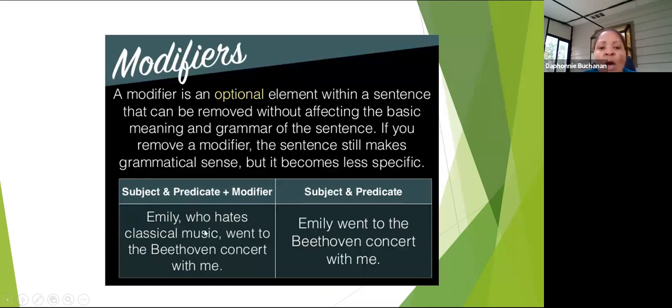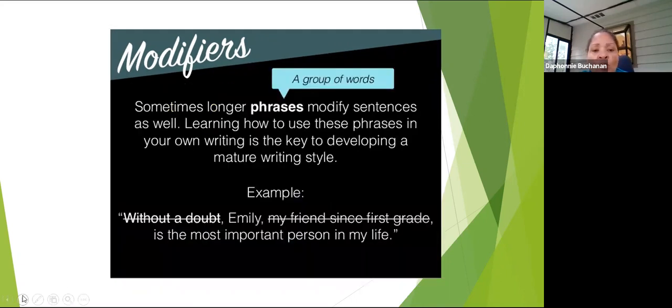So, "Emily, who hates classical music, went to the Beethoven concert with me." What I don't need is "who hates classical music." I don't really need to know that. I just need to know that Emily went to Beethoven's concert with me. That's all I need to know. I don't need to know that she hates it. So that's one of those things when I'm working with people, I have to take out the extra words because, okay, she hates it, but I really don't need to know that. So those are some of the things that can make your writing smoother.